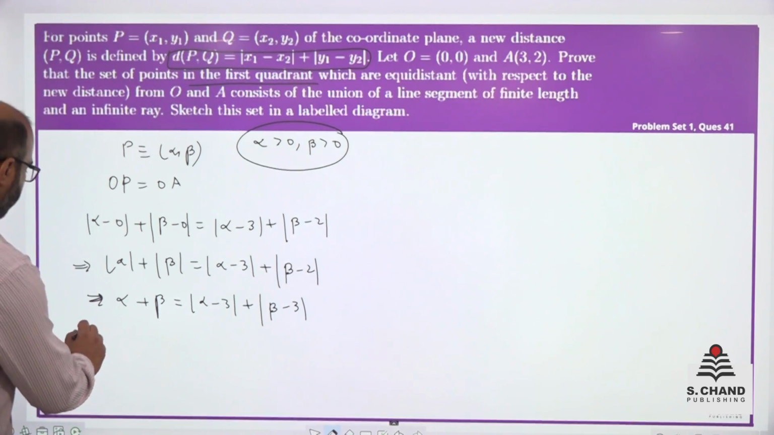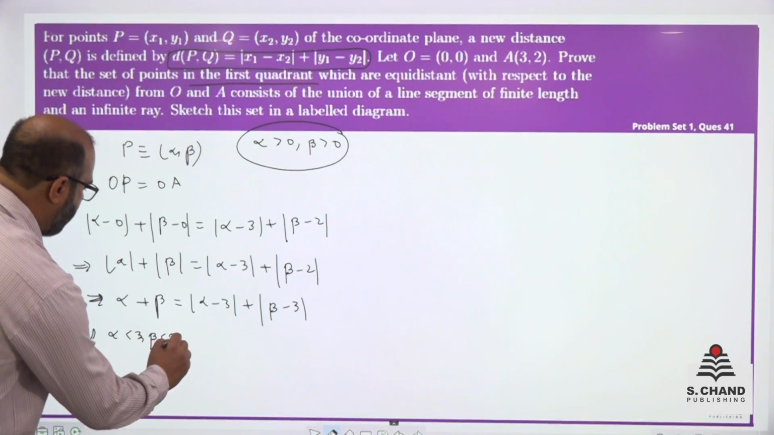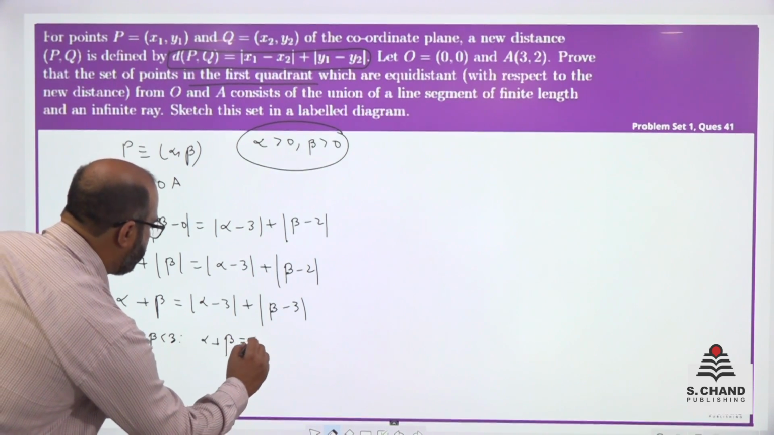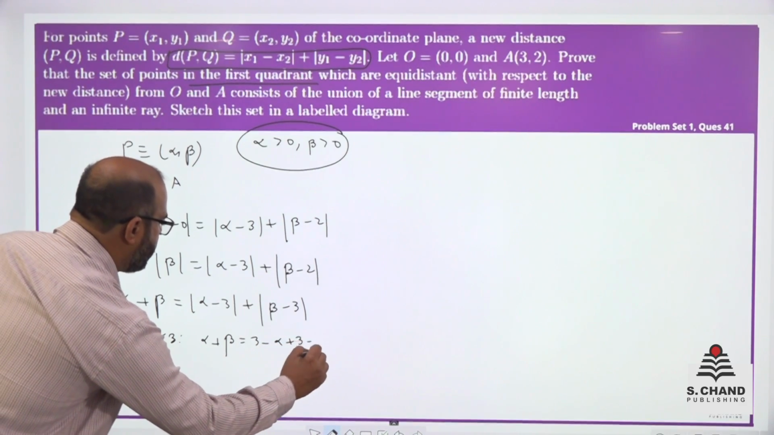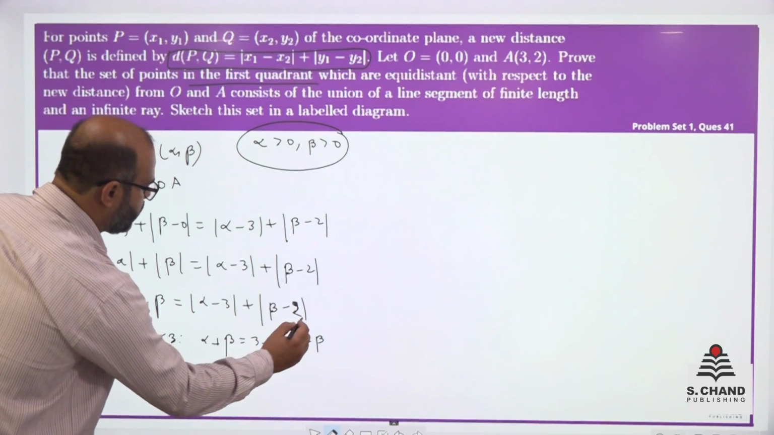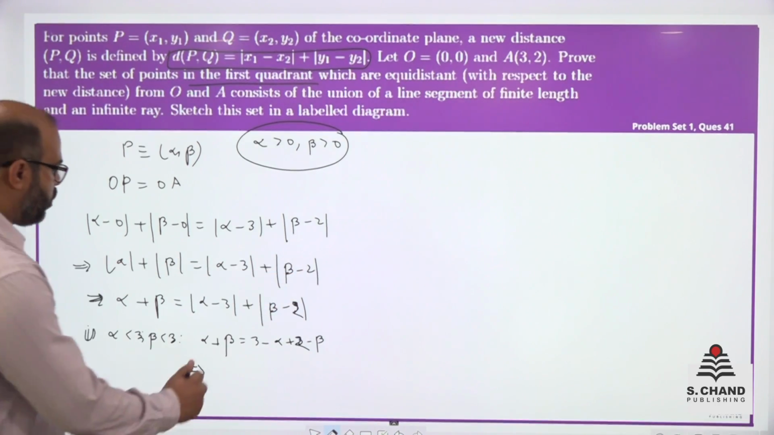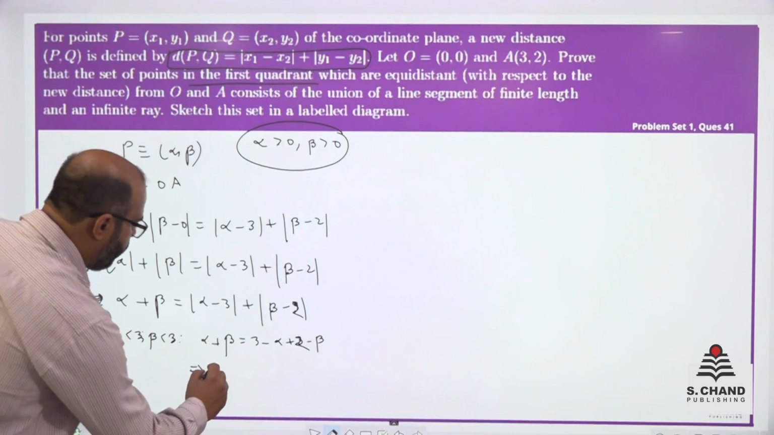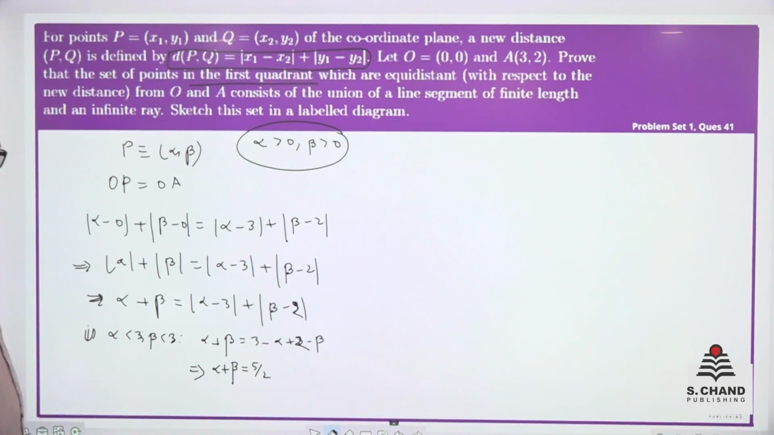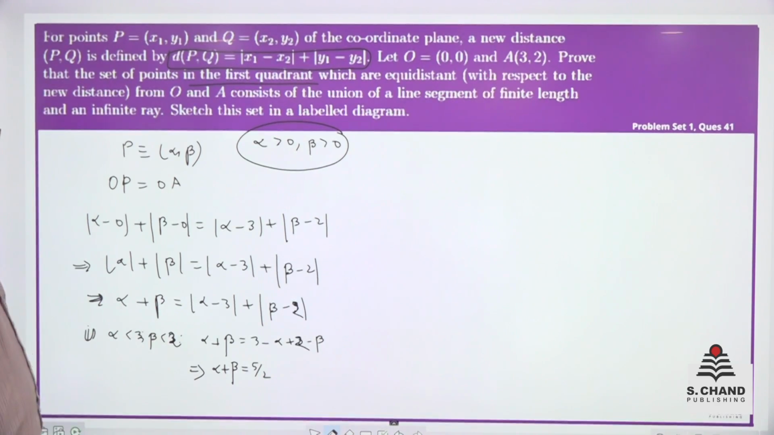For example, case number 1, if alpha is less than 3 and beta is also less than 2, what will happen? Alpha + beta = 3 - alpha + 2 - beta. Sorry, the first one is 3 and the second one is 2. So this will become 2 alpha + 2 beta = 5, or alpha + beta = 5/2. Okay, fine. Alpha less than 3, beta less than 2.